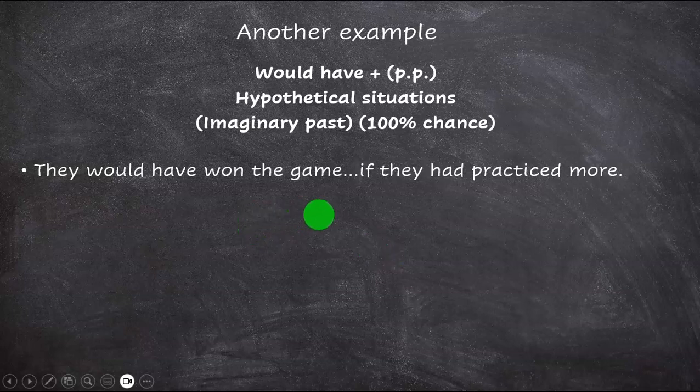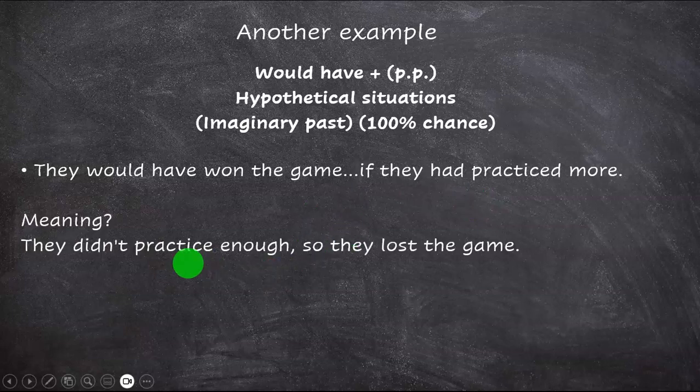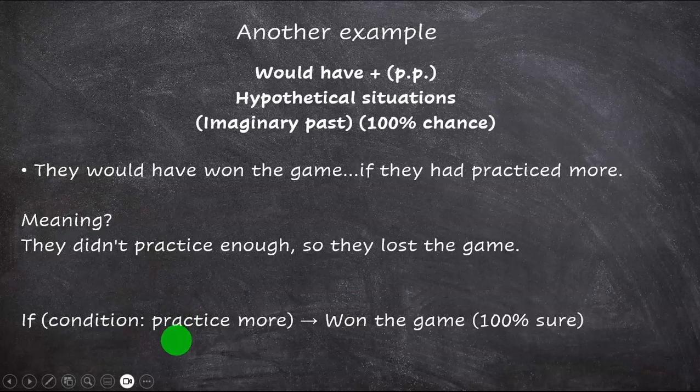They would have won the game if they had practiced more. Which is the condition out here, friends? What is the meaning of that? They didn't practice enough, so they lost the game, right? They would have won the game, and the condition is if they had practiced more. There's a 100% chance that they would have won the game.